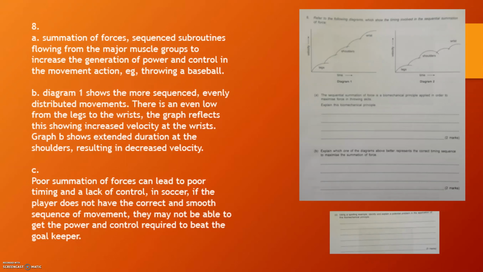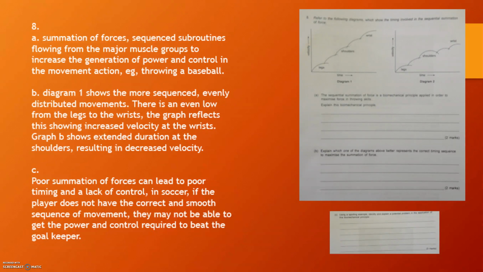Question A says the sequential summation of force is a biomechanical principle applied in order to maximise force in throwing skills. Explain the biomechanical principle. So simple, just summation of forces, sequence subroutines flowing from the major muscle groups to increase the power and control in the movement action, e.g. throwing a baseball. So 2 marks there, easy 2 marks.